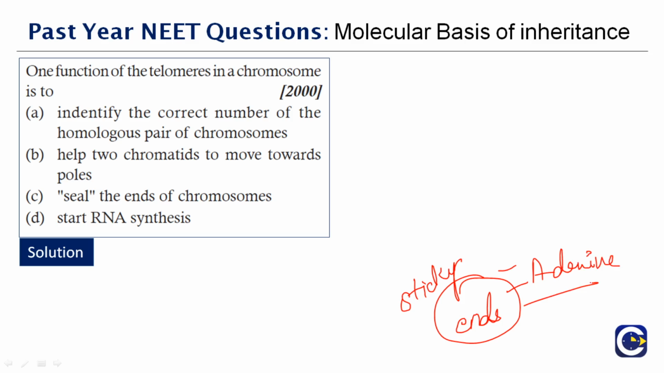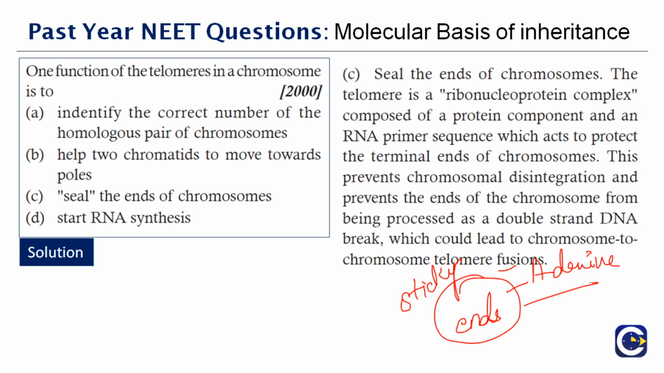The telomere is a ribonucleoprotein complex composed of a protein component and an RNA primer sequence which acts to protect the terminal ends of the chromosome. Therefore, this prevents chromosomal disintegration and prevents the ends of the chromosome from being processed as a double-strand DNA break. Therefore, the right answer is option C, seal the ends of the chromosome.